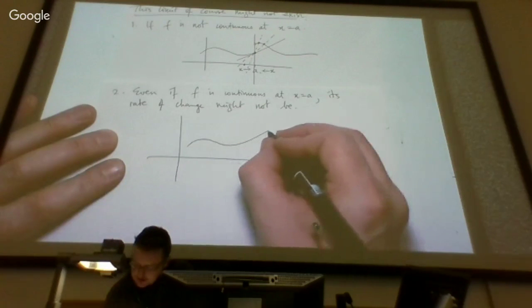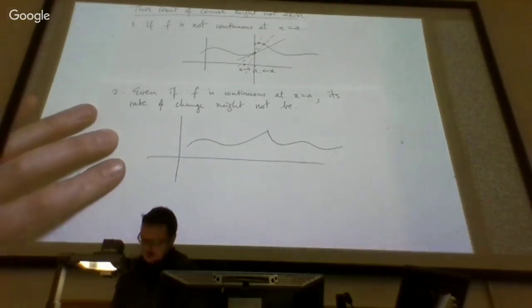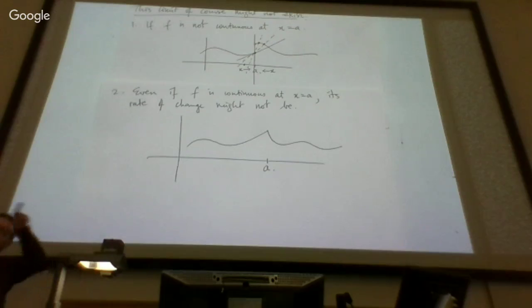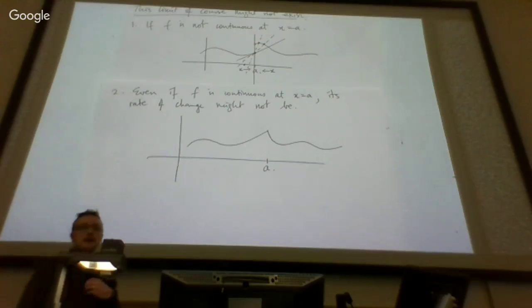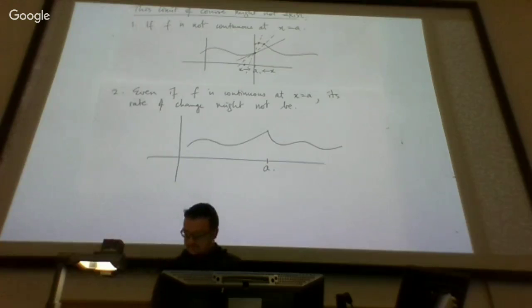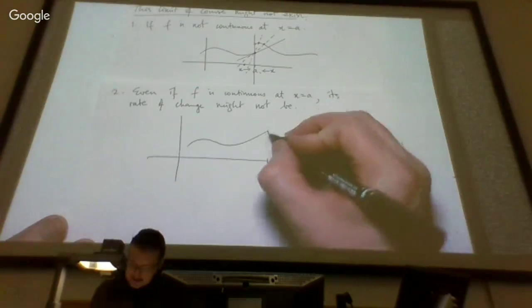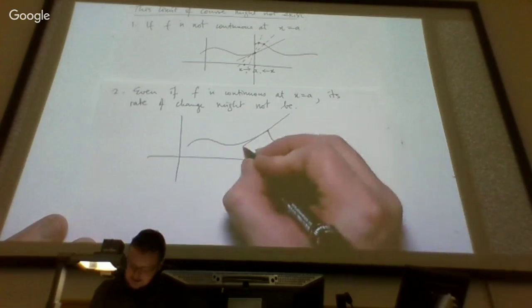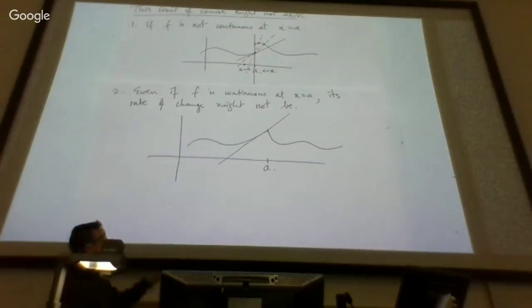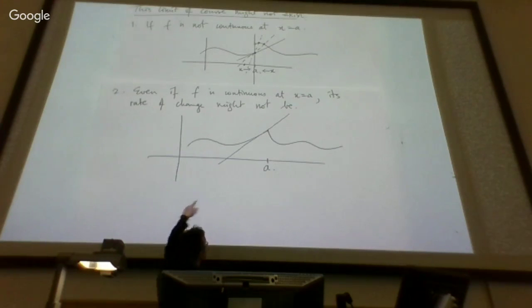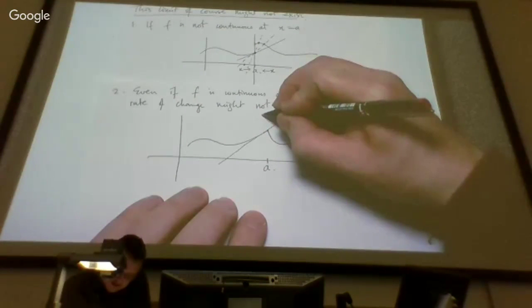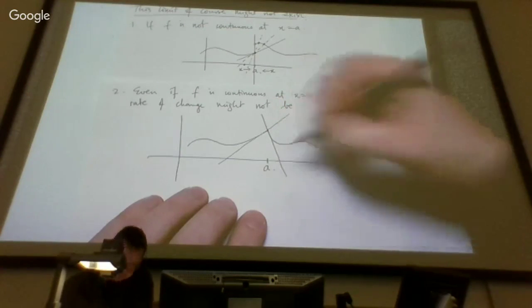So here's our function coming along here, but suppose then it does something like this. At this point a, there's something curious going on. There seems to be a very sharp point in the function there. And again, there seem to be two different limiting lines here, or tangent lines. If you're approaching a from the left, the chord lines seem to settle down in a limiting sense to this line here, whereas if you approach a from the right, you've got this steep line here.